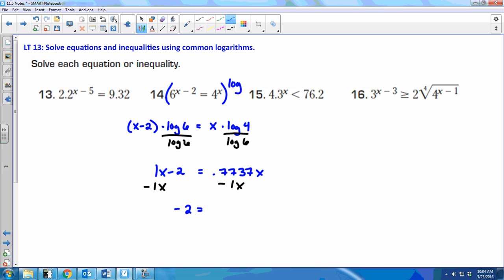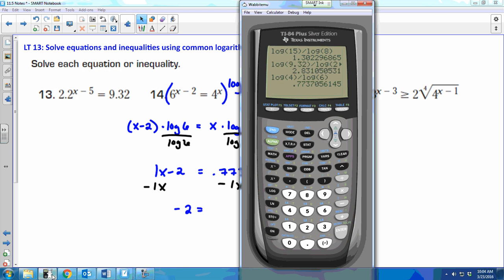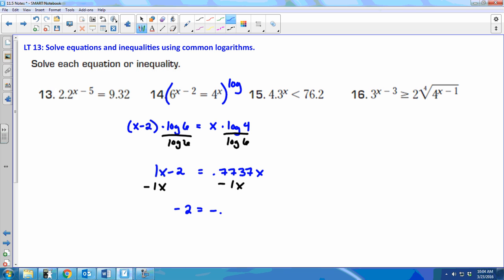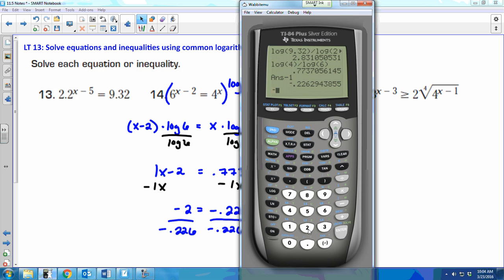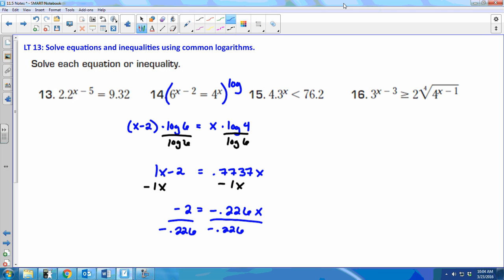So negative 2 equals negative 0.2262x, and then we're dividing to solve for x. So x is 8.84. Questions about that?